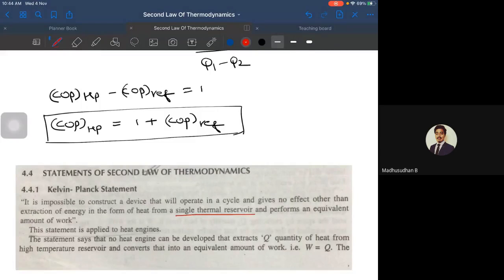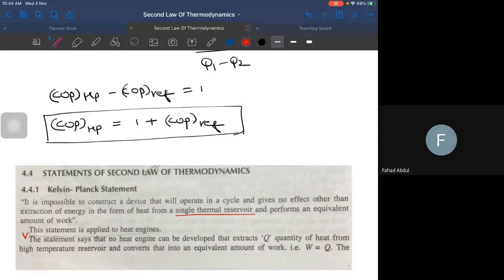Yes. Next statement, I would request Fahad to continue. The statement says that no heat engine can be developed that extracts Q quantity of heat from a high temperature reservoir and converts that into an equivalent amount of work, that is, W equals Q.